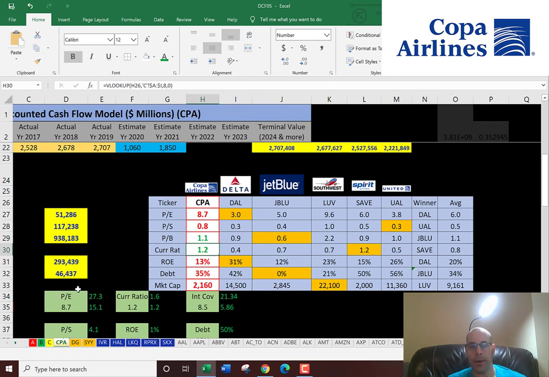They're much better in current ratio. The average airline has below one current ratio, which means they can't cover their current liabilities. Copa is 1.2, so they can easily cover their current liabilities. They're worse in ROE, only 13% compared to the average of 20%. Debt, they're a little worse at 35%. The average is 34%, but 35% is a good number. And they're a lot smaller than average. Average is 9 billion in market cap, they're 2 billion.